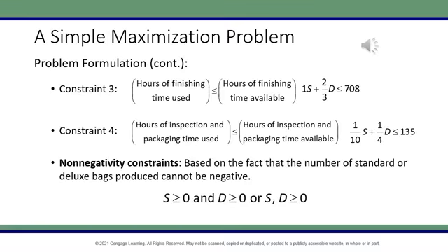Let's continue with our remaining constraints. Constraint 3, finishing time: 1S plus 2/3 D is less than or equal to 708. Constraint 4, inspection and packaging time: 1/10 S plus 1/4 D is less than or equal to 135. And don't forget our non-negativity constraints. S and D are greater than or equal to 0. These non-negativity constraints are based on the logical fact that we cannot produce a negative number of bags.